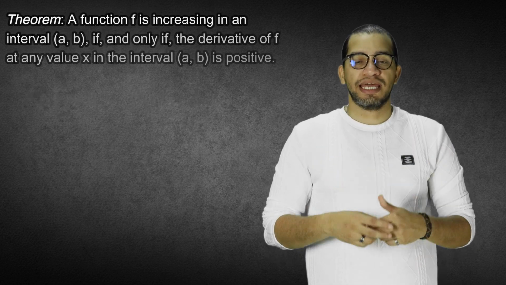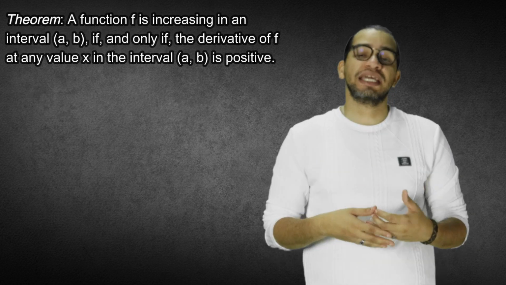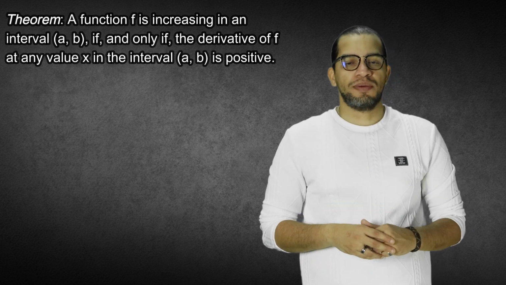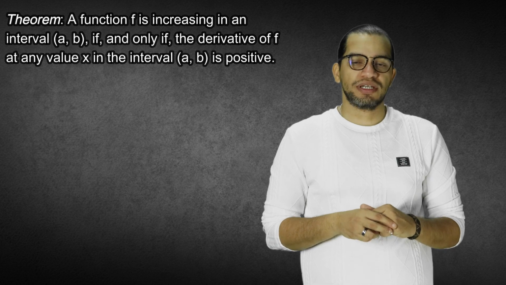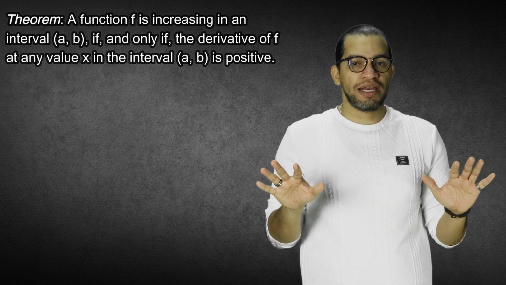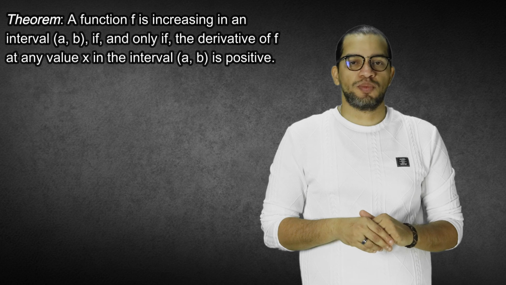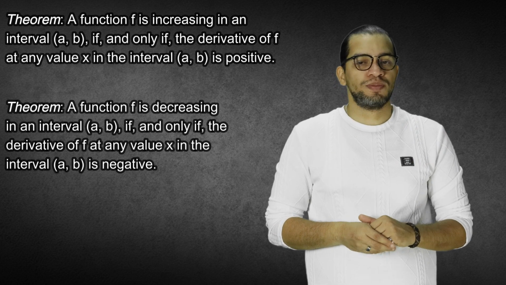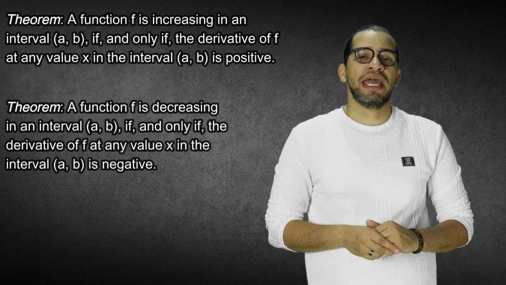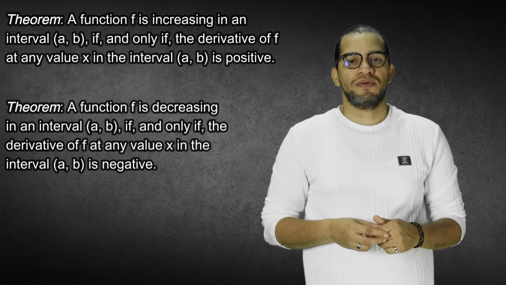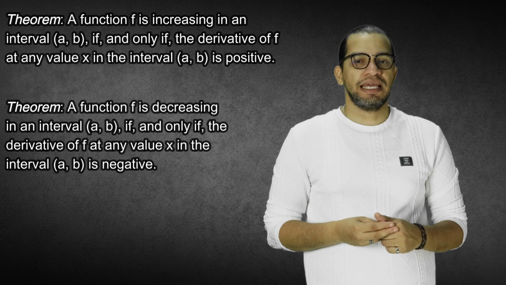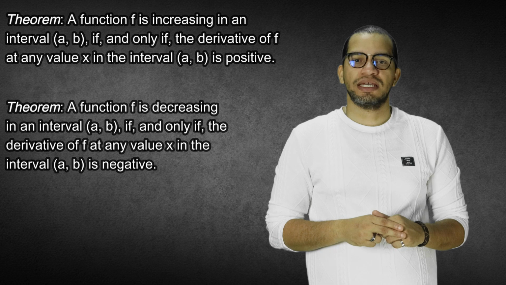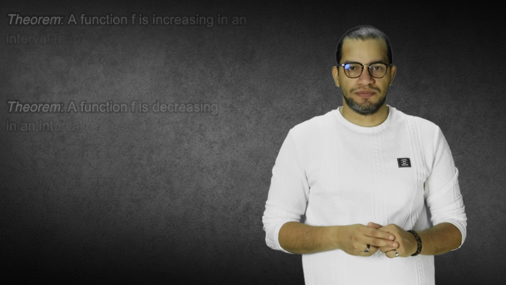As well, we say that a function f is increasing in an interval ab if and only if f prime of x is greater than 0 for all values of x in the interval ab. And a function f is said to be decreasing in an interval ab if and only if f prime of x is less than 0 for all values of x in the interval ab.